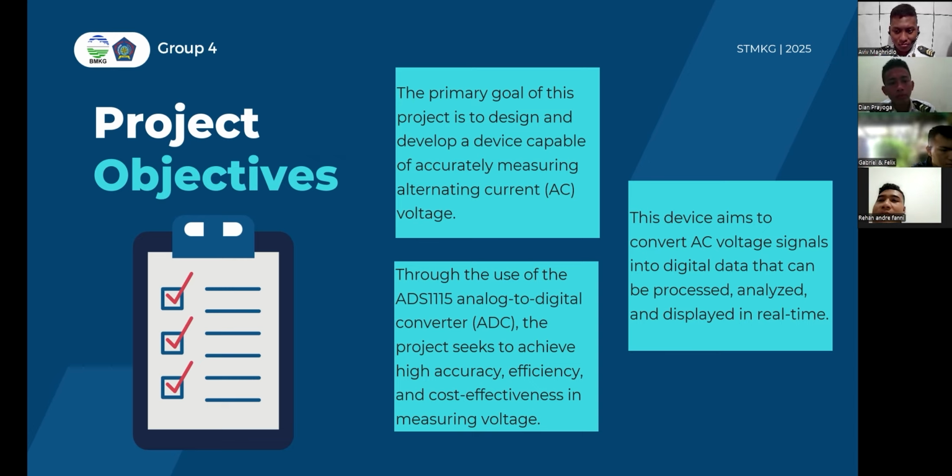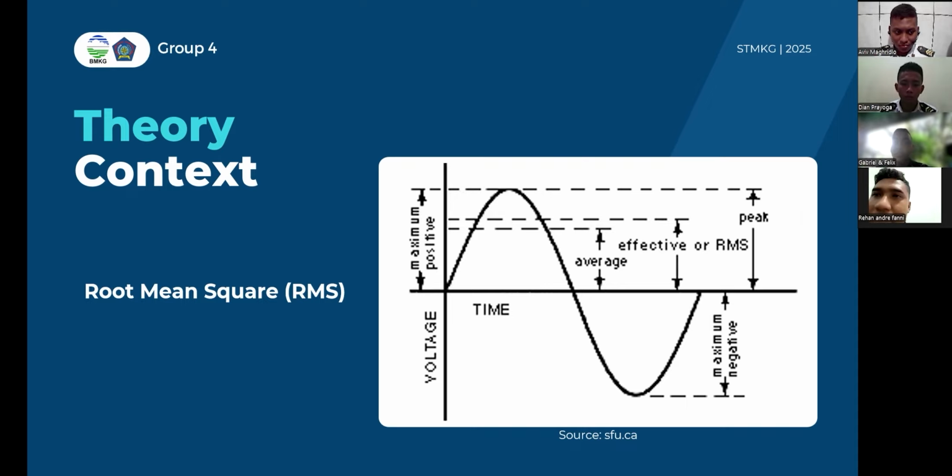Next. Let us know about the theory that we have been using in this project. First, let's take a look at the basics of AC electricity. There are root mean square or RMS, frequency, waveform, and phase. We will also take a look at why we're using ADS1115 as our ADC in this project. Root mean square or RMS is the DC equivalent of an AC voltage. It shows the same power as a DC voltage of the same value. It is important because it helps measure the actual power delivered to the device.